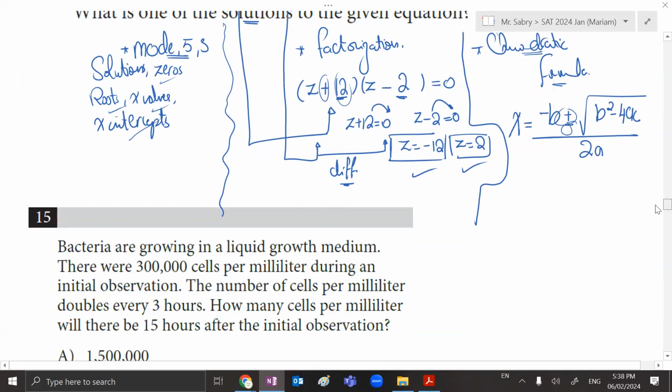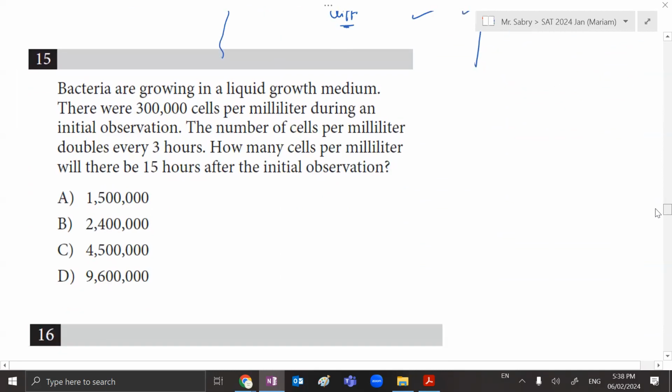Okay, let's go next. Bacteria are growing in a liquid growth medium. There were 300,000 cells per milliliter during an initial observation. The number of cells per milliliter doubles every 3 hours. How many cells per milliliter will be there 15 hours after the initial observation?